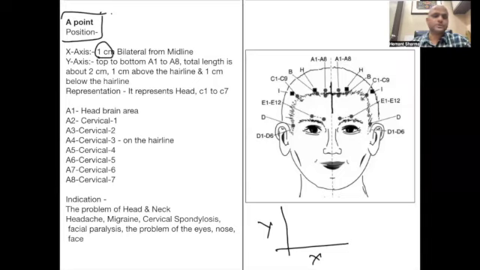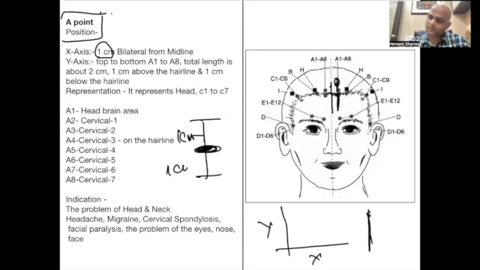Then the y-axis. The meaning of y-axis is the total length, top to bottom. So the A point has 2 centimeter length. It is going 1 centimeter up from the hairline and 1 centimeter down from the hairline. So the total length is 2 centimeters. Suppose here is the hairline. It's going 1 centimeter up and 1 centimeter down.